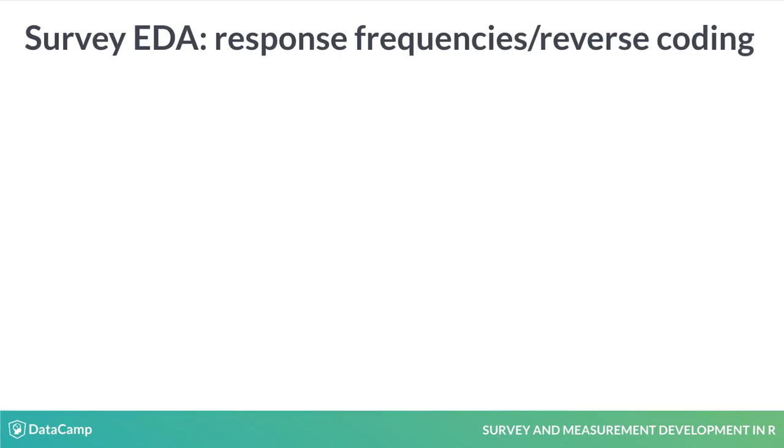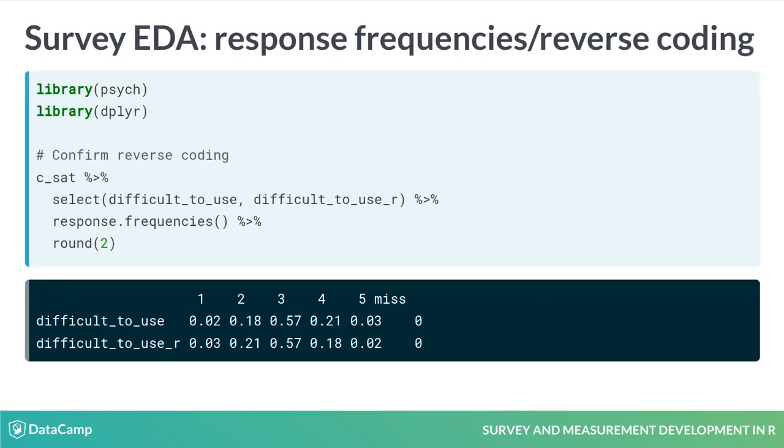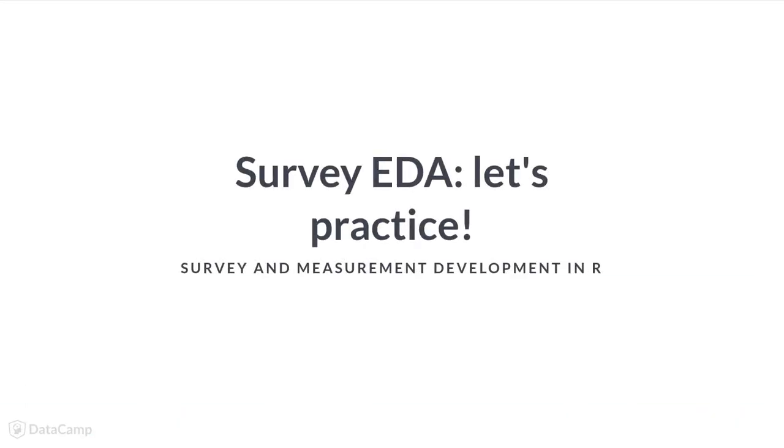Let's confirm what we just did there. Using select from dplyr to analyze just our 2 items of interest, we will use the response.frequencies function from psych. Let's also round the output for readability. We can see the 2 items are indeed reverse images of each other. Okay, we're ready to explore our survey data. Let's get started.